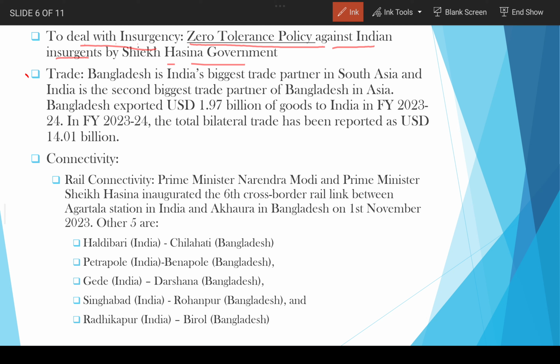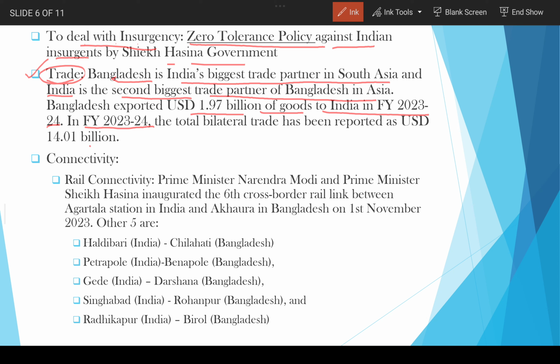Okay, then comes the trade factor. Bangladesh is India's biggest trade partner in South Asia, and India is the second biggest trade partner of Bangladesh in Asia. Bangladesh exported $1.97 billion of goods to India in 2023-24. These are the latest reports, and I've taken this data from the website of the Ministry of External Affairs.